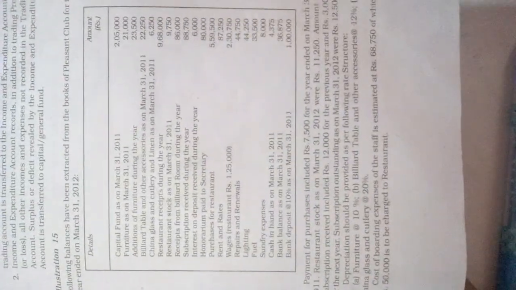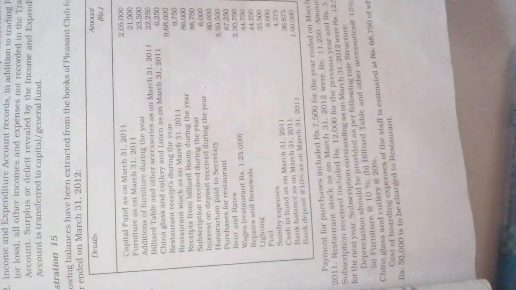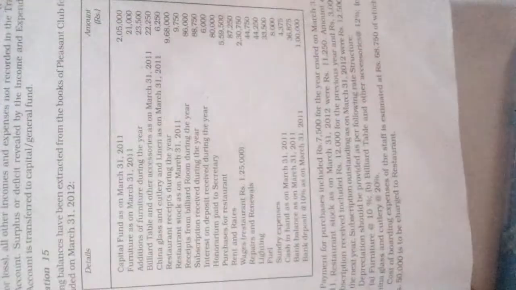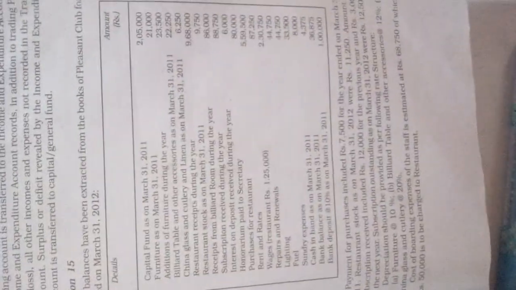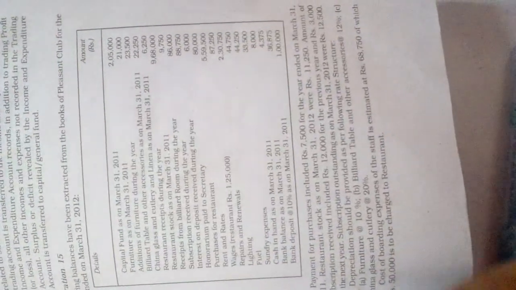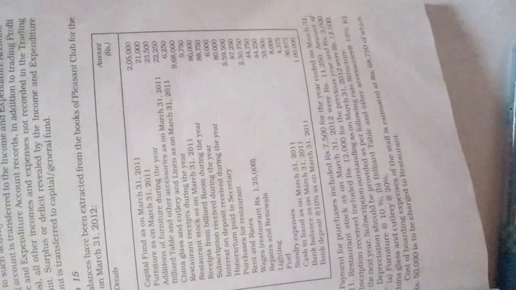China glass and cutlery and linen. What is this? This is what we call crockery. So these are tablewares. They will be used most of the time in a restaurant to attract customers. So here we understood that along with the sports club, they are performing trading activity. That means they now have a restaurant. So now we need to prepare a trading account. This is the hint for us to know that they are undertaking trading activity.